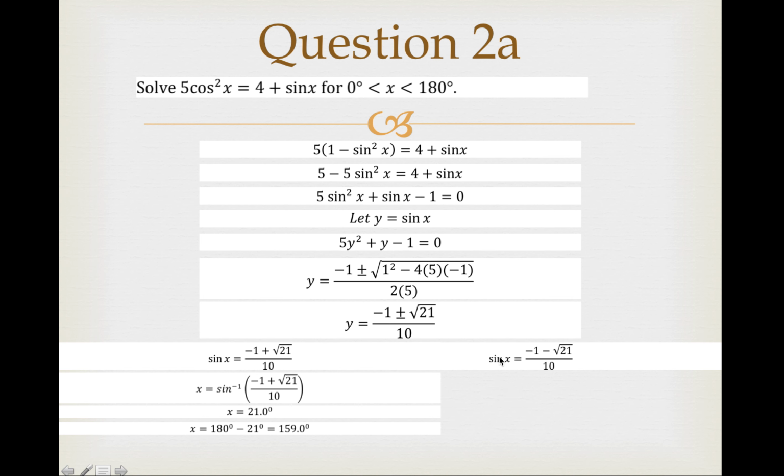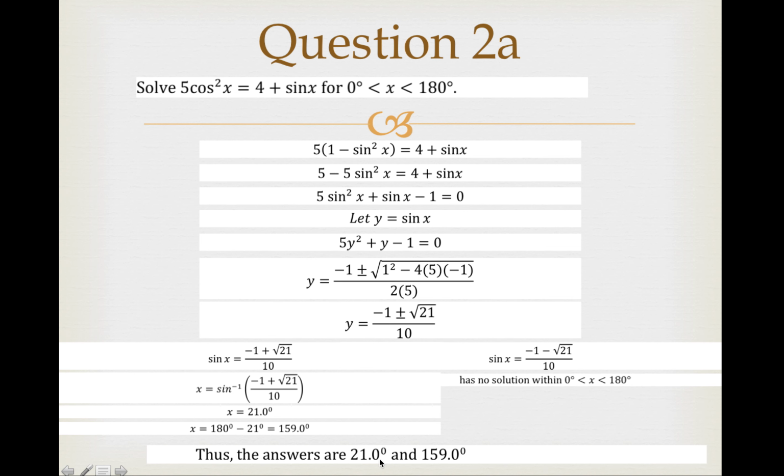Now, what about the other equation? Sine x equals negative 1 minus square root of 21 over 10. If you get the decimal value of this, you will get a negative value. So sine x is equal to a negative value. That means the angle x must be in quadrant 3 or quadrant 4. So in short, there will be no solution within the given domain, because the given domain has x in quadrant 1 and quadrant 2. Therefore, the answers are 21.0 degrees and 159.0 degrees.